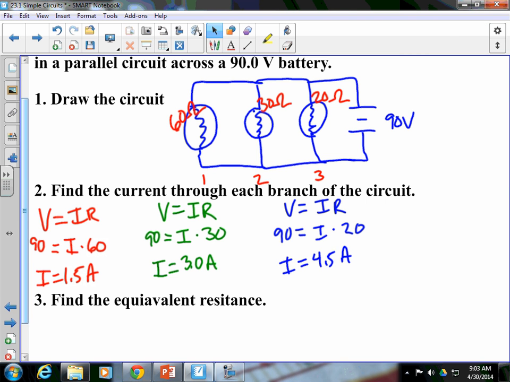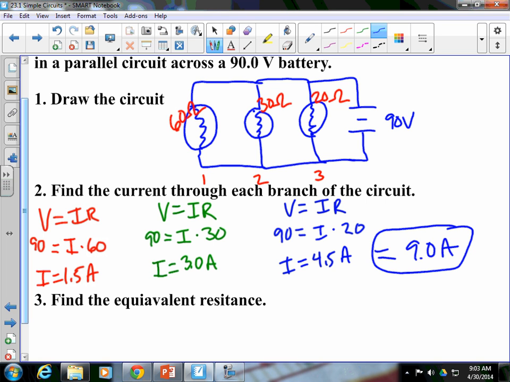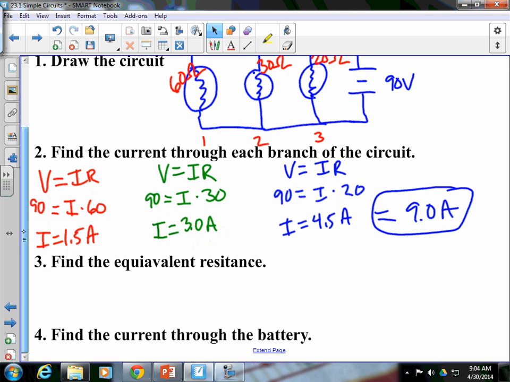Now, if we are to add up all three of these currents together, we'd get 9.0. That would be the current of the total circuit. We figured out the current in each individual one, so now if you add those all up, that'll be the total. Next up, it says find the equivalent resistance.